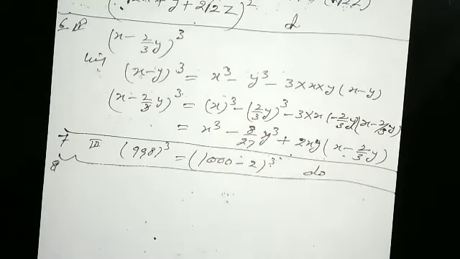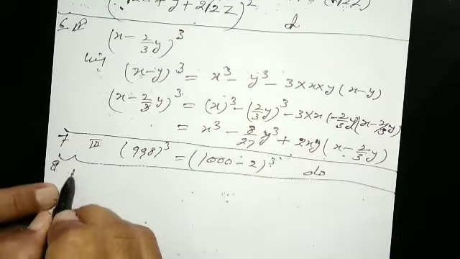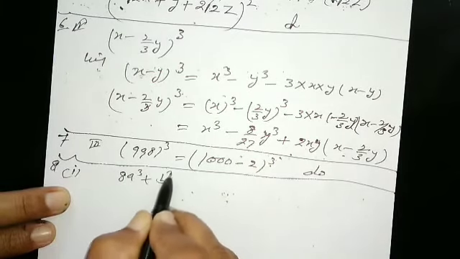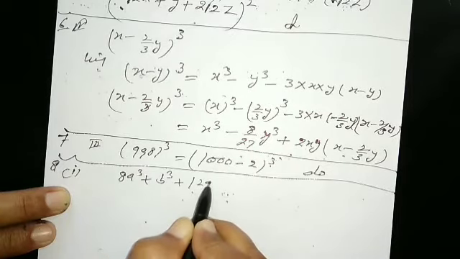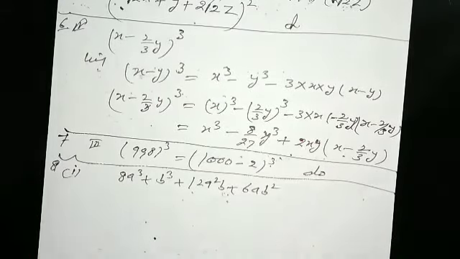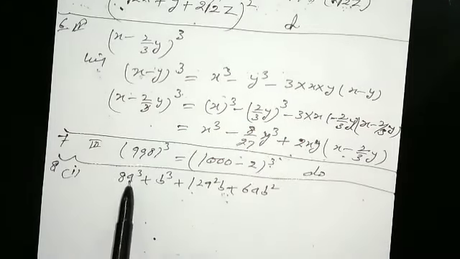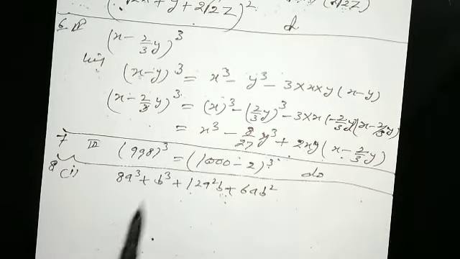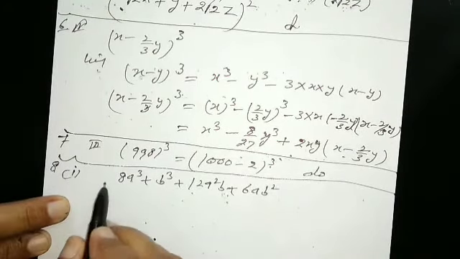Which question will I take? That is near about question number 5. So now take the first part: 8a³ + b³ + 12a²b + 6ab². As you see, we have two terms in cube form, and both are positive. So which identity is similar to that?